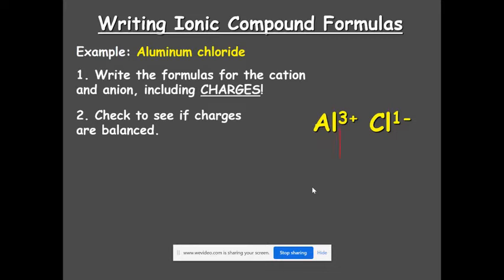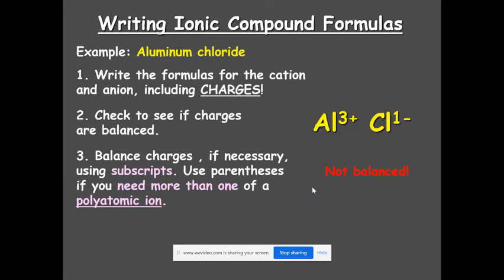So these are unbalanced. The 3+ and the 1- do not even out. Our goal is to get the overall charge to be 0, or to say it in a different way, we want the plus side to equal the minus side. So the question becomes, how many chlorines do we need in order to balance out that +3 charge from aluminum? Obviously, the answer is that we need 3 of them.